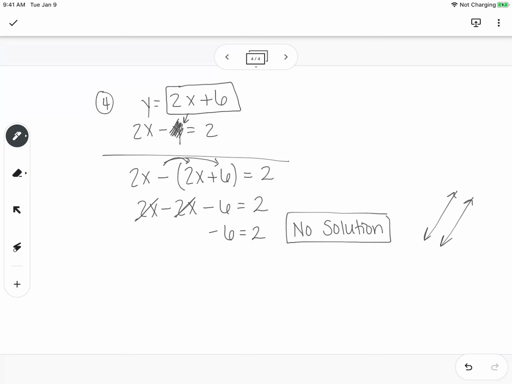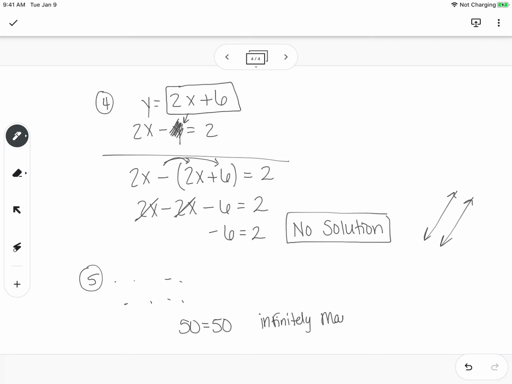So just be careful, you'll end up with some special cases. If you have a false statement, it would be no solution. If I would have had something true, say I did all this work on example number 5 and I ended up with 50 equals 50, that's a true statement. So my solution would be infinitely many.